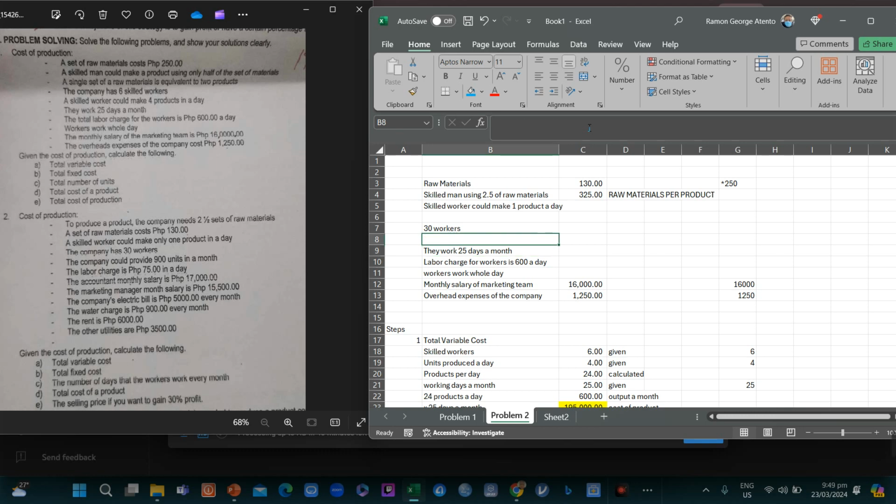What does that mean? The company could provide 900 units a month. Okay, let's just put it here. I don't know how to use it yet. The labor charge is 75 a day. Okay, for workers it's 75 a day. A while ago it said 600 a day for the total labor, so the total labor charge per worker. Okay, so it's important. This is per worker, 75 a day.